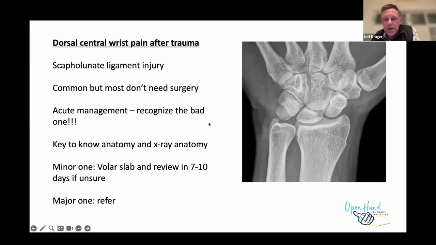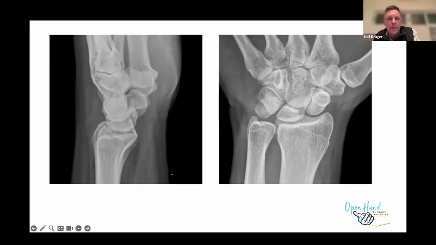If you have a bad one where the scaphoid is high riding and there are abnormal carpal kinematics or carpal alignment, so where there's an increase in your scapholunate angle, that needs to be referred on and it needs to be repaired. Okay. I just want you to recognize it here.